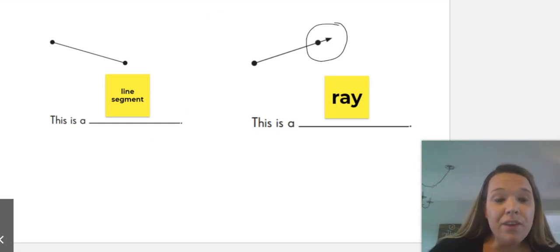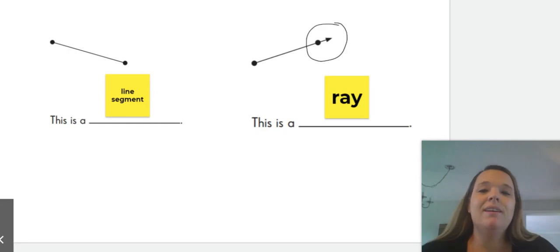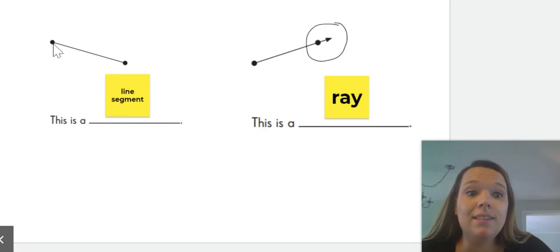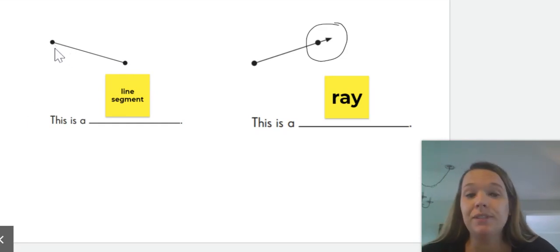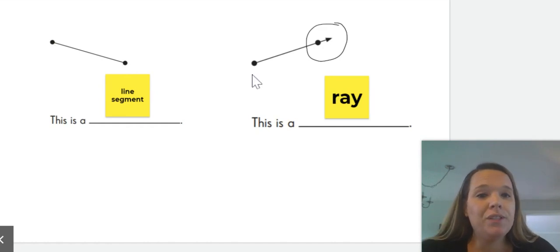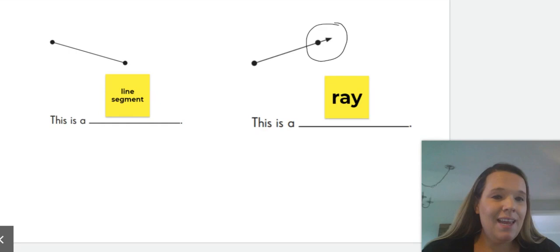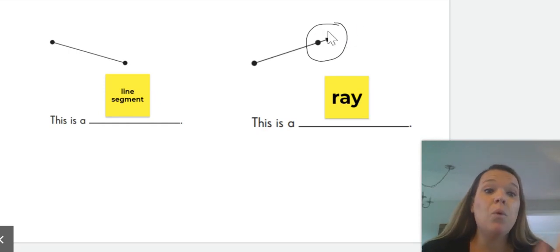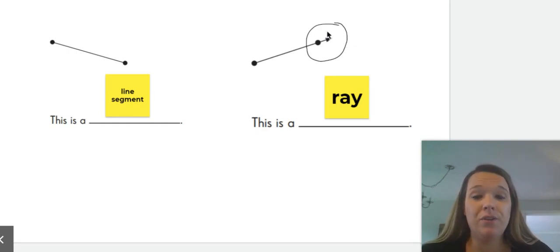So now, just to review what we've learned in this video that's now become a long video. A line segment is easy to tell because it has two endpoints. You won't see any arrow on either side. Whereas a ray will have an endpoint, meaning a place where it ends, and then it will have an arrow on one side showing it goes on forever and ever in one direction.